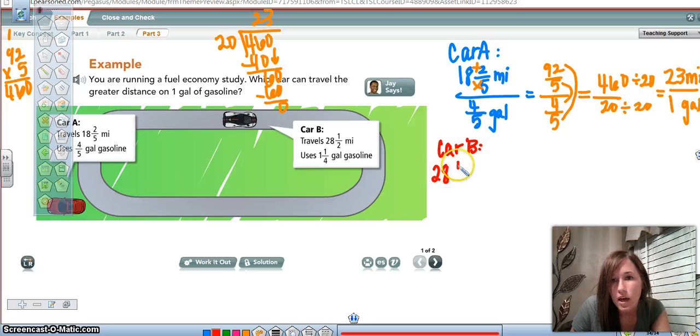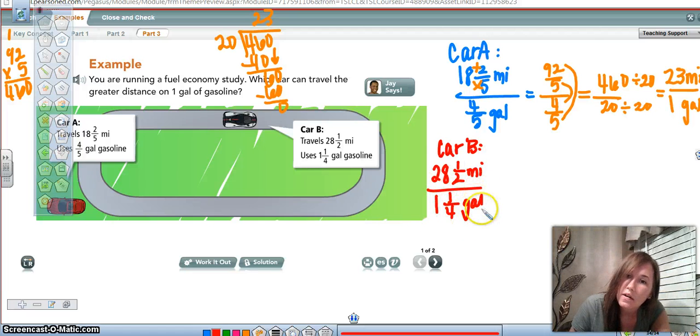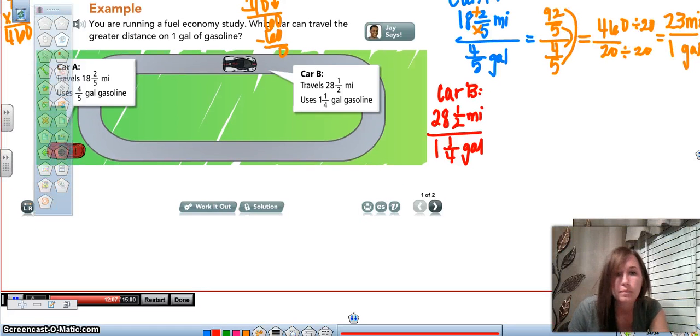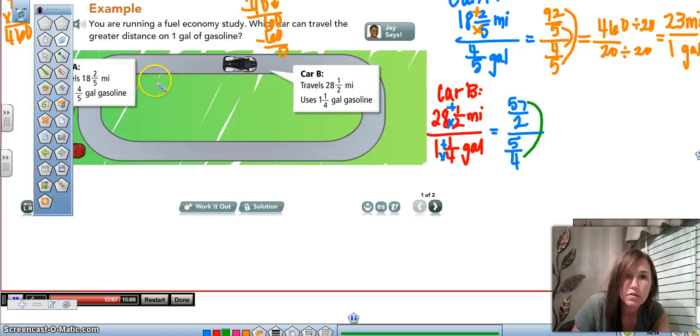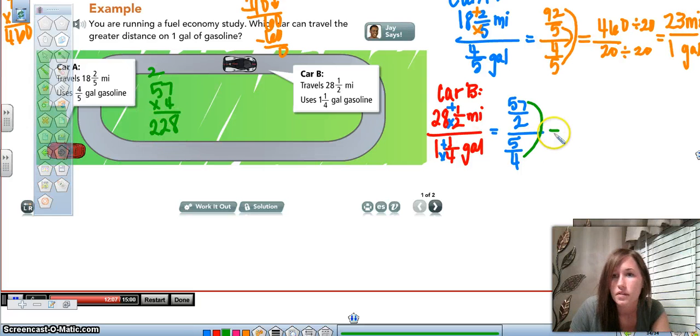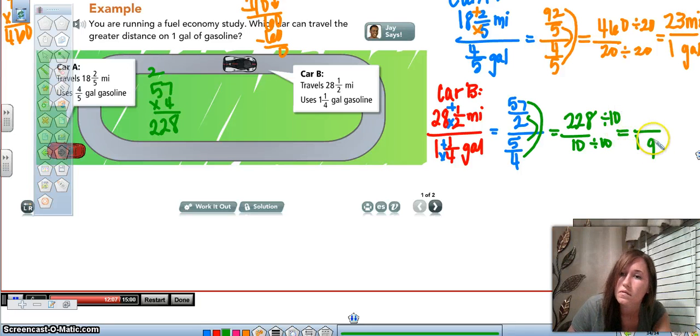In this case, we have 28 1/2 miles for 1 1/4 gallon. Again, we'll go ahead and make those mixed numbers improper. So 28 times 2 will be 56, plus 1, 57 halves. And 1 times 4, plus 1, 5/4. Okay, we'll do our double rainbow trick. 57 times 4. Lots of calculations in this problem. Lots of fractions to deal with. 2 times 5. To get a unit rate, divide by 10.